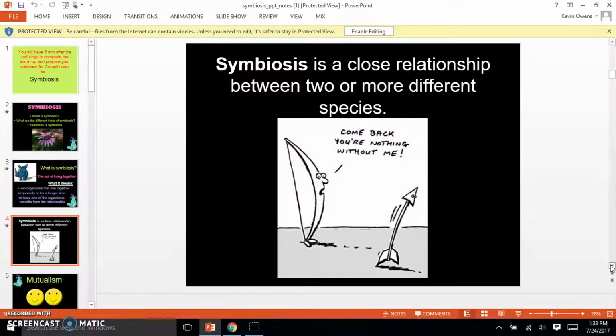Symbiosis is a close relationship between two or more different species. There it shows the bow without the arrow. You're nothing without me. That's the way some of the relationships occur in nature.